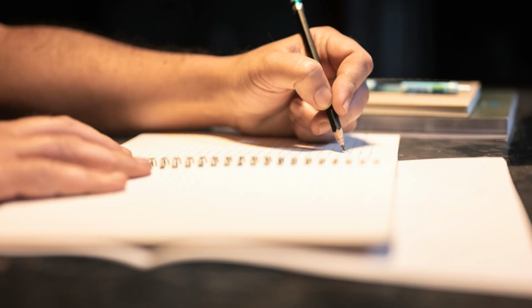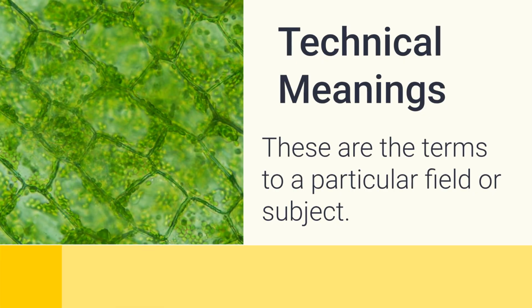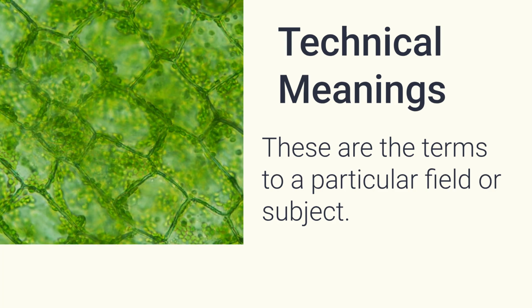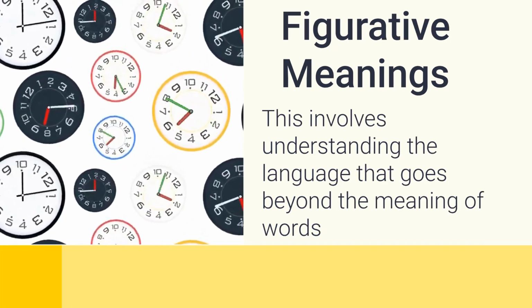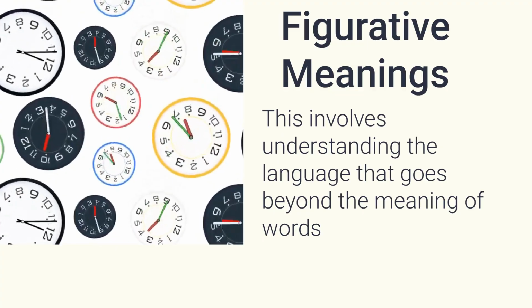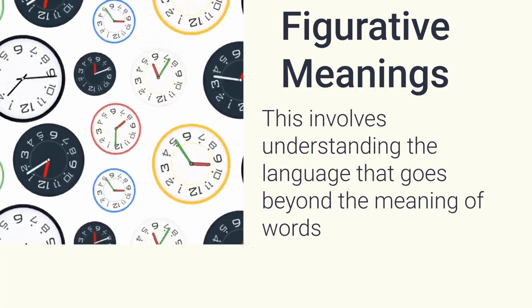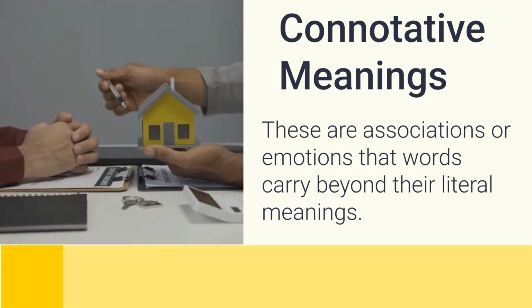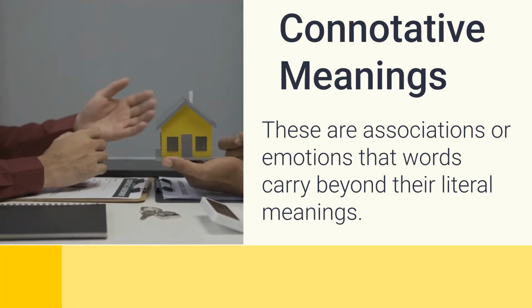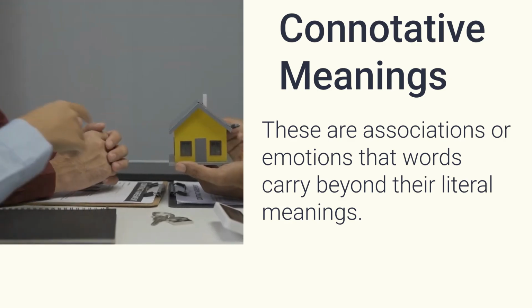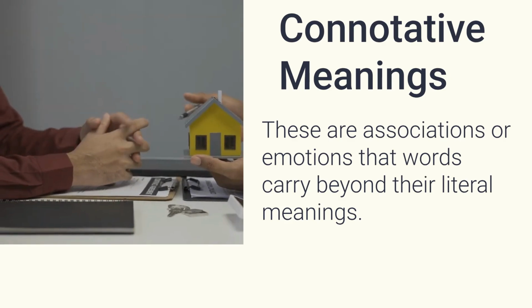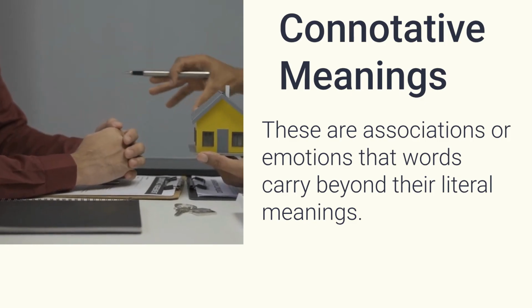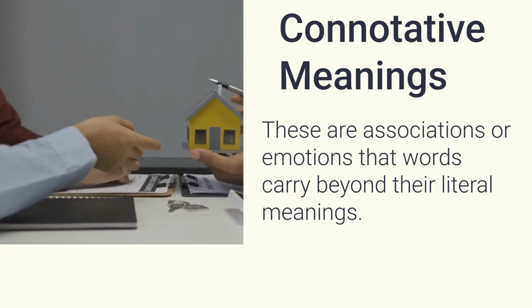Let's zoom in even closer to the words themselves. Words have different layers. You've got technical meanings, the specific jargon for a field, like photosynthesis in biology. There are figurative meanings, when words aren't literal. Time is a thief doesn't mean time is actually stealing your wallet. And powerfully, there are connotative meanings. This is the feeling or the vibe a word carries. The word house is a building, but home, that word carries feelings of warmth, safety, and comfort. Understanding this helps you get the true tone of a text.